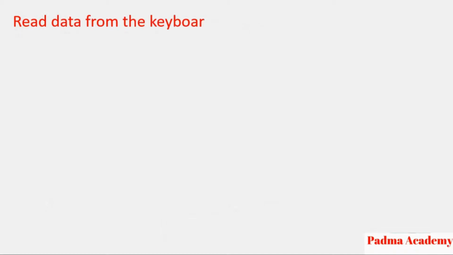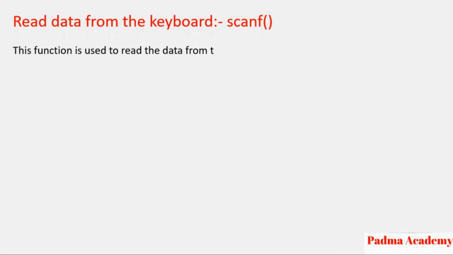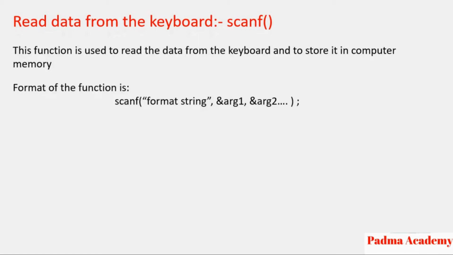Next is read data from the keyboard, that is scanf. If you want to give an input in your program, you have to use the function that is scanf. This function is used to read the data from the keyboard and to store it in computer memory. The format of this function is scanf, format string, ampersand argument 1, ampersand argument 2. Now here it is very necessary to give the ampersand symbol over here.